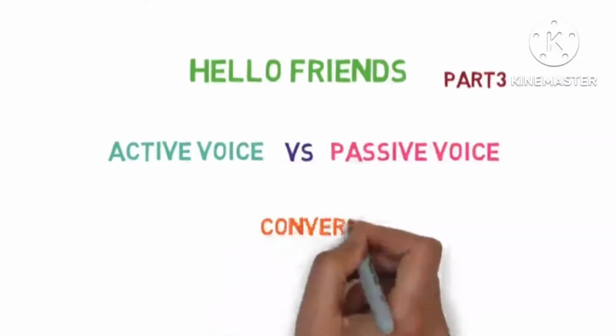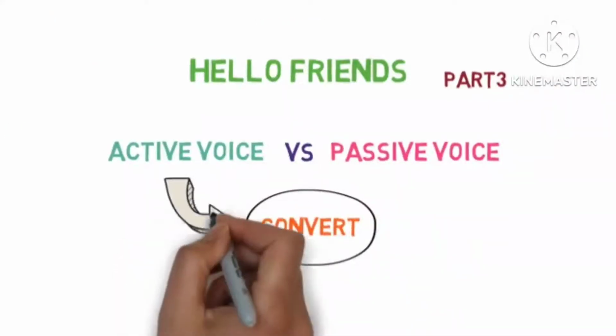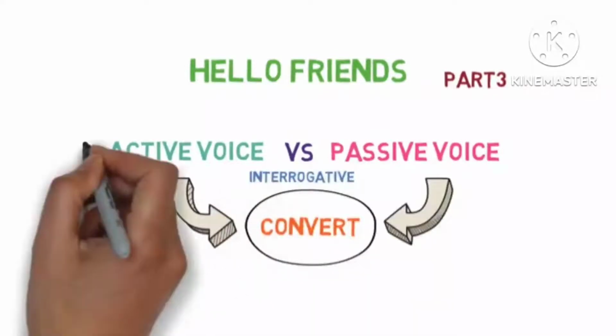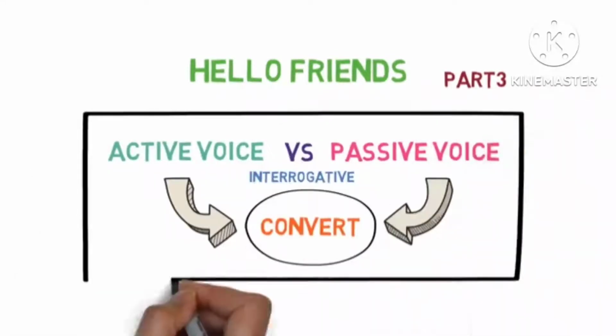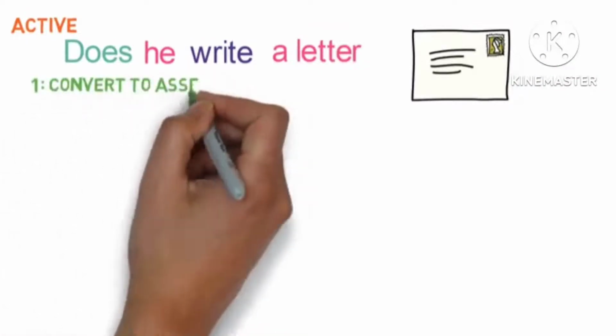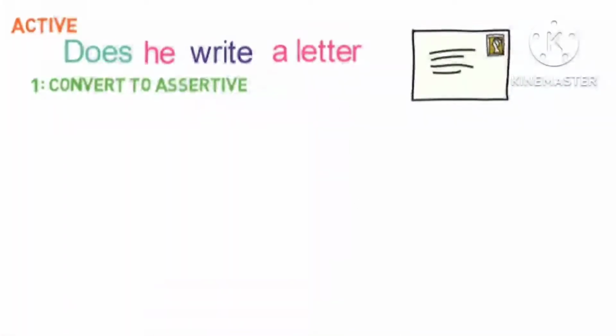Learn how to convert an active voice to passive voice in case of an interrogative sentence. Please watch this video very carefully till the example number 1. Does he write a letter? Step 1. Convert interrogative sentence to assertive. So it becomes he writes a letter.